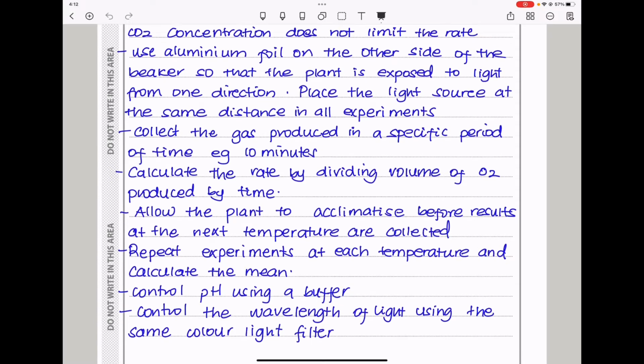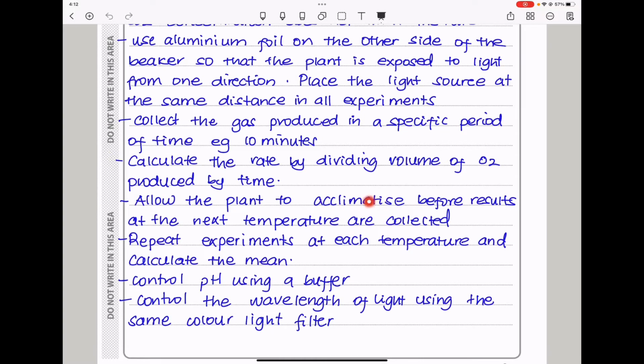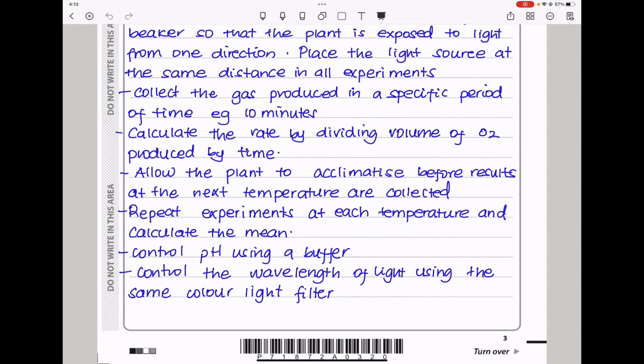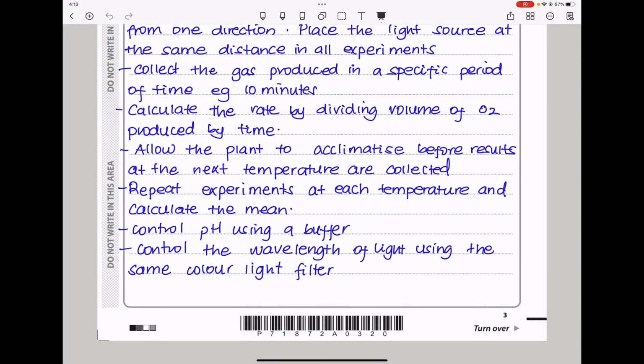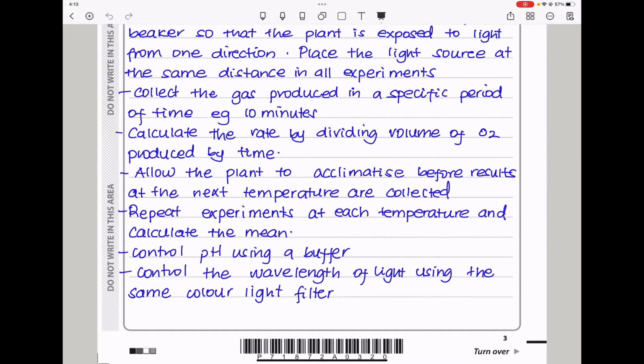Remember to allow the plant to acclimatize. This is if you're using the same plant for all the experiments, you have to allow the plant to acclimatize before results of the next temperature are collected. Then repeat the experiment at each temperature and calculate the mean. Here we have to control the pH using a buffer, and we have to control the wavelength of light using the same color filter. Moving on.